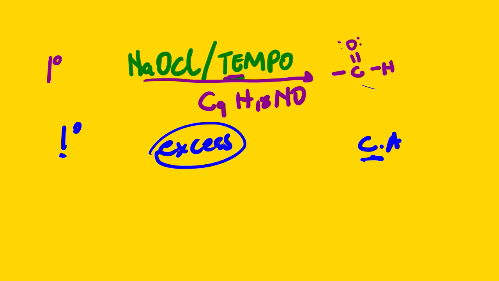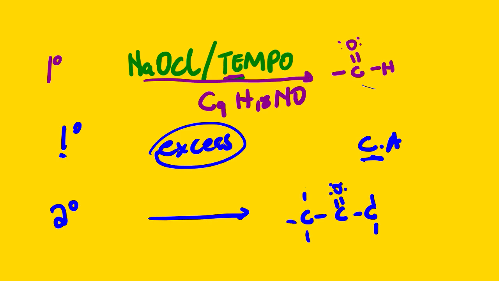And then you should know that for secondary alcohols to ketones, we can use any type of reagent, whether it is weak or strong. Whenever we oxidize a secondary alcohol, we will form a ketone.